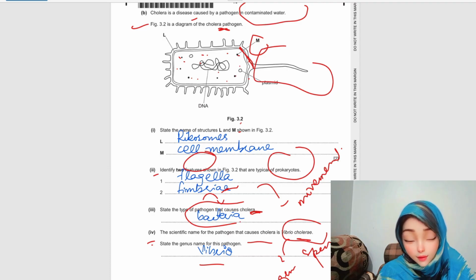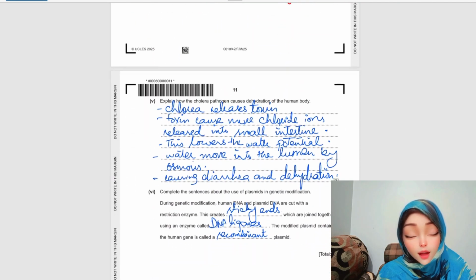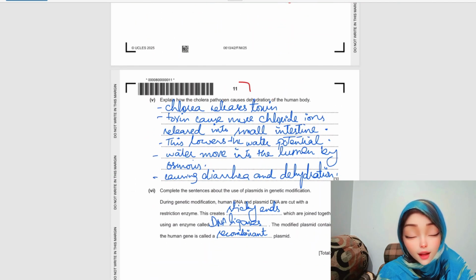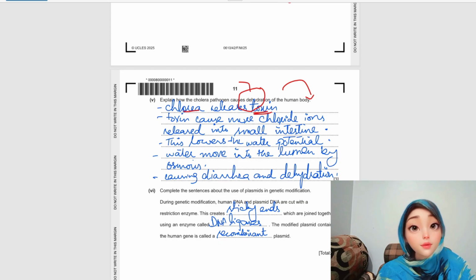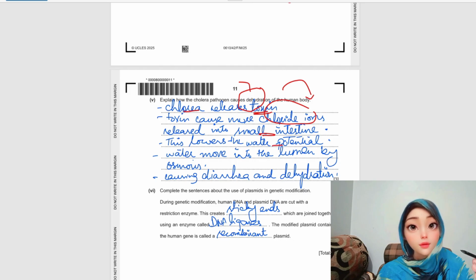Okay, now let's move on to part number 5. Explain how cholera causes dehydration of the human body. Firstly, the cholera bacteria release a toxin, and this toxin causes chloride ions to be released into the small intestine. That lowers the water potential, and water moves into the lumen by osmosis. So that causes diarrhea and dehydration.